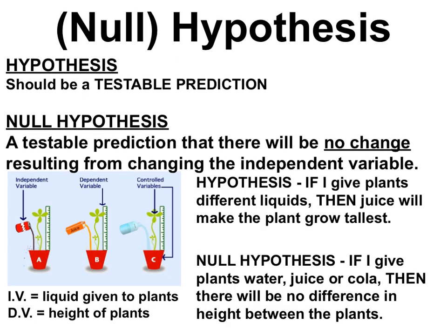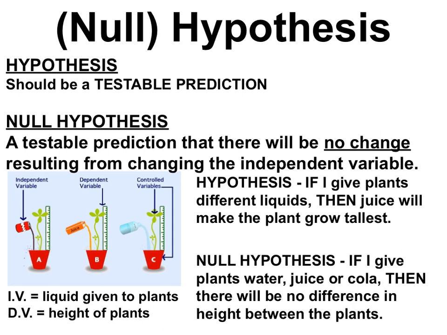I want to review what a hypothesis and a null hypothesis are. A hypothesis is a testable prediction. So for this example, a good hypothesis in the if-then format would be, if I give plants different liquids, then juice will make the plant grow tallest. That's testable, and it's a prediction. Something that's not testable would be, if I give the plants different liquids, then juice will make the plants best. How do you measure best?